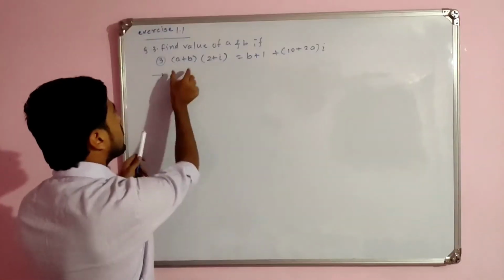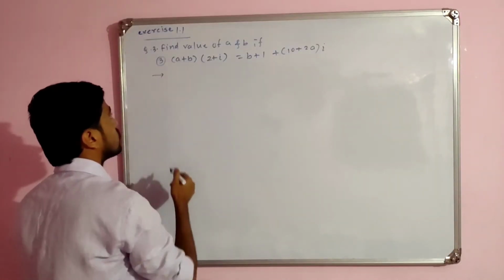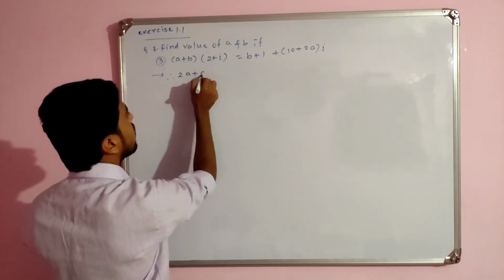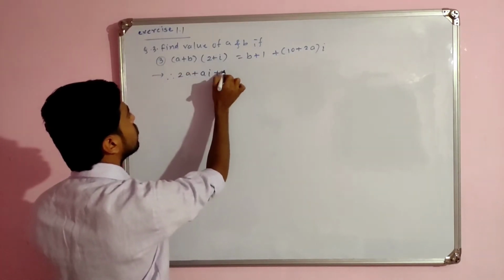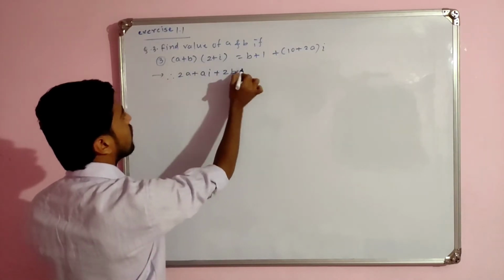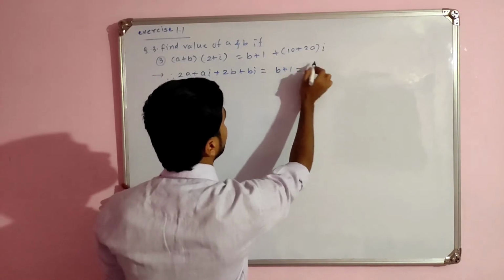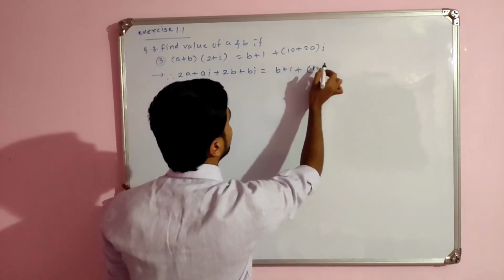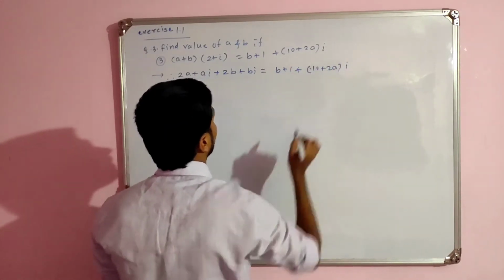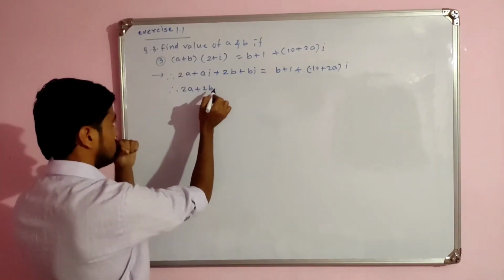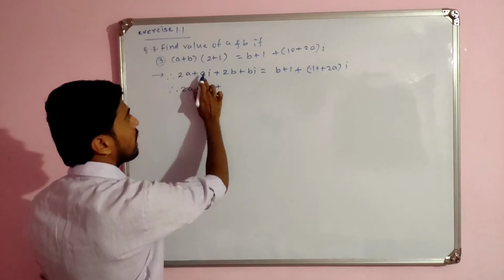So here these two brackets are multiplied to each other. So a into 2, twice a, a into i, plus b into 2, twice b, plus b into i, bi, is equal to b plus 1 plus 10 plus twice a into i. So here twice a plus twice b plus ai plus bi.